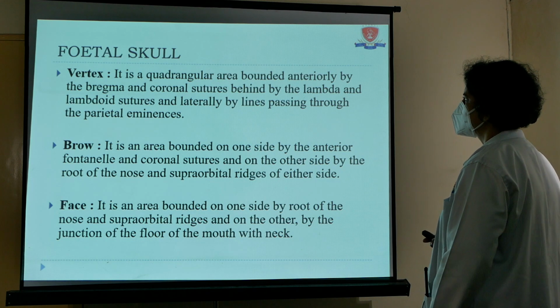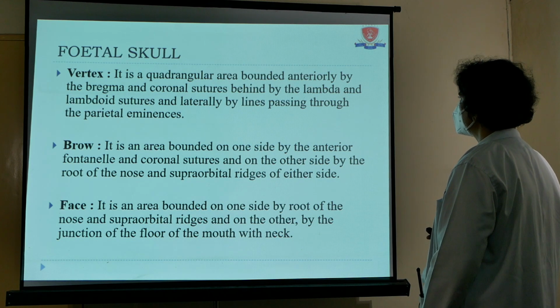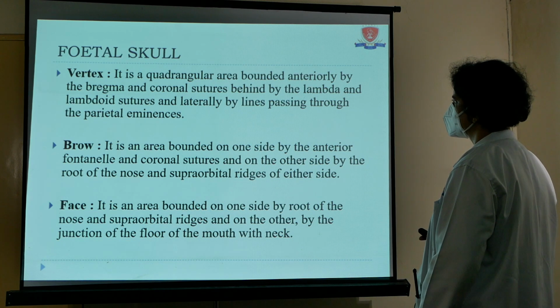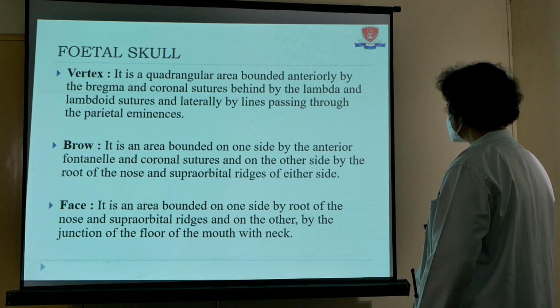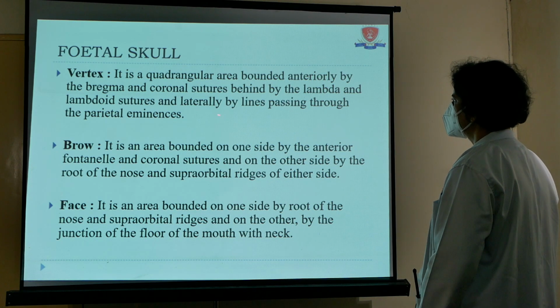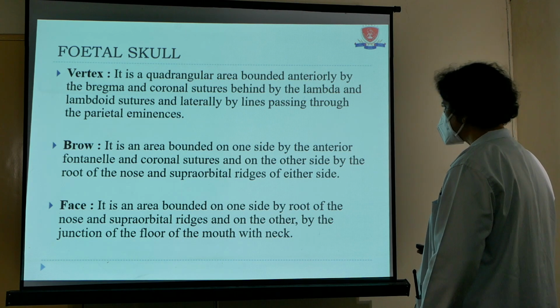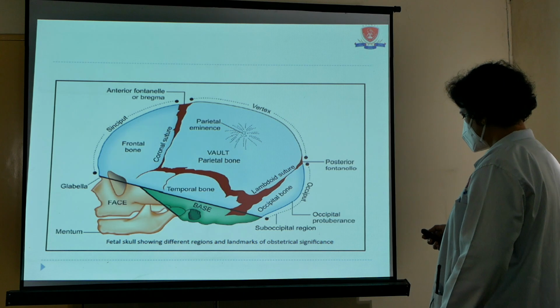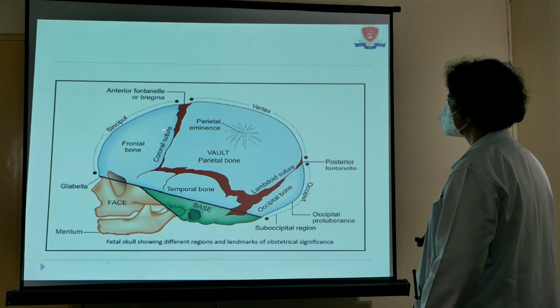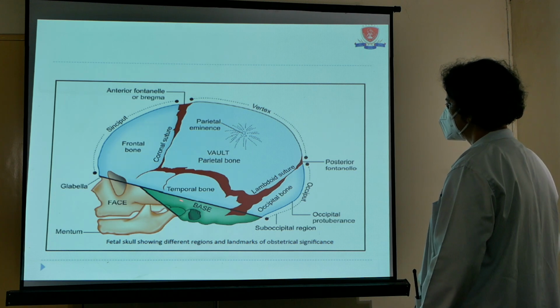Vertex is a quadrangular area bounded anteriorly by the bregma and coronal sutures, behind by the lambda and lambdoid sutures, and laterally by the line passing through the parietal eminences. In this you can see this is the whole vertex, and this is the base, which is incompressible.